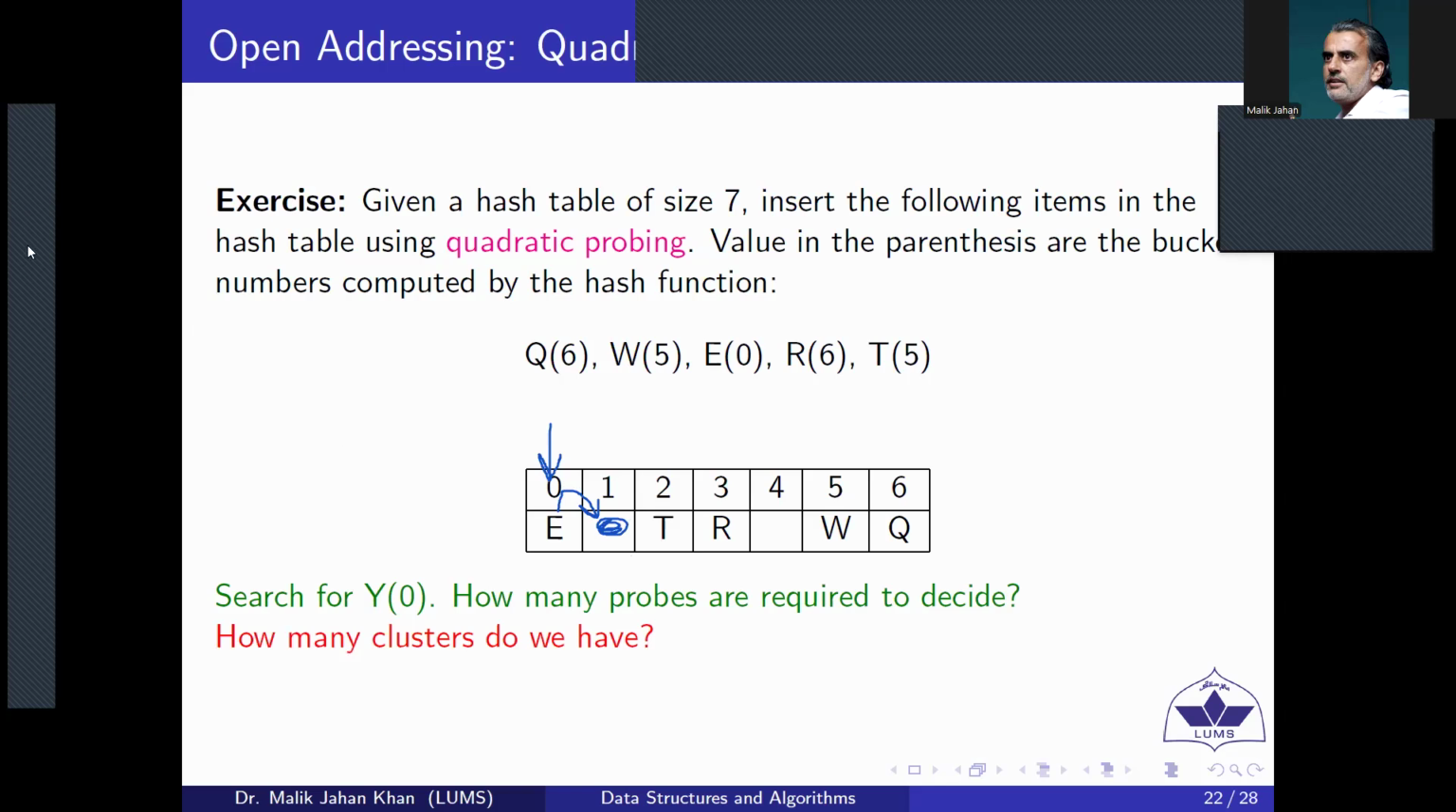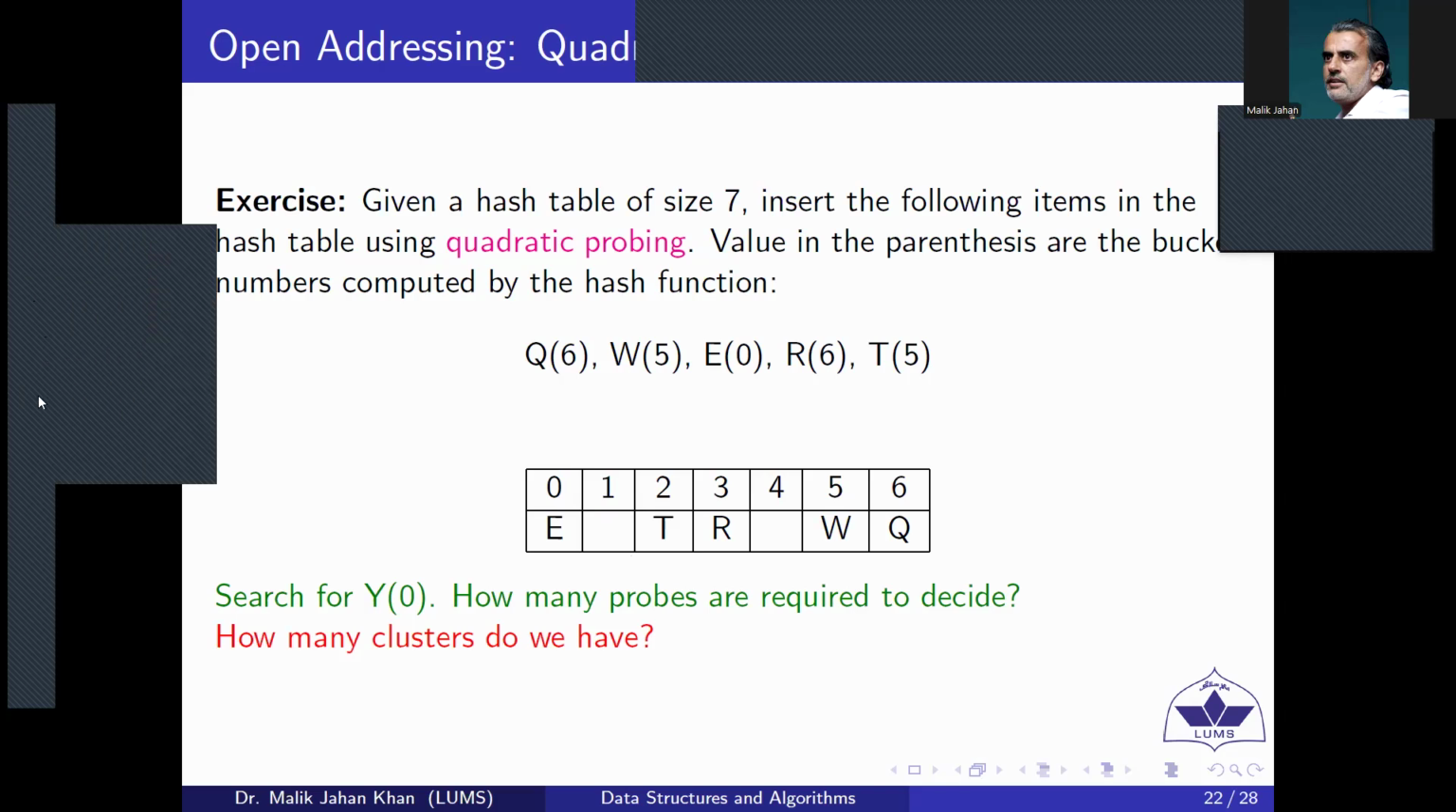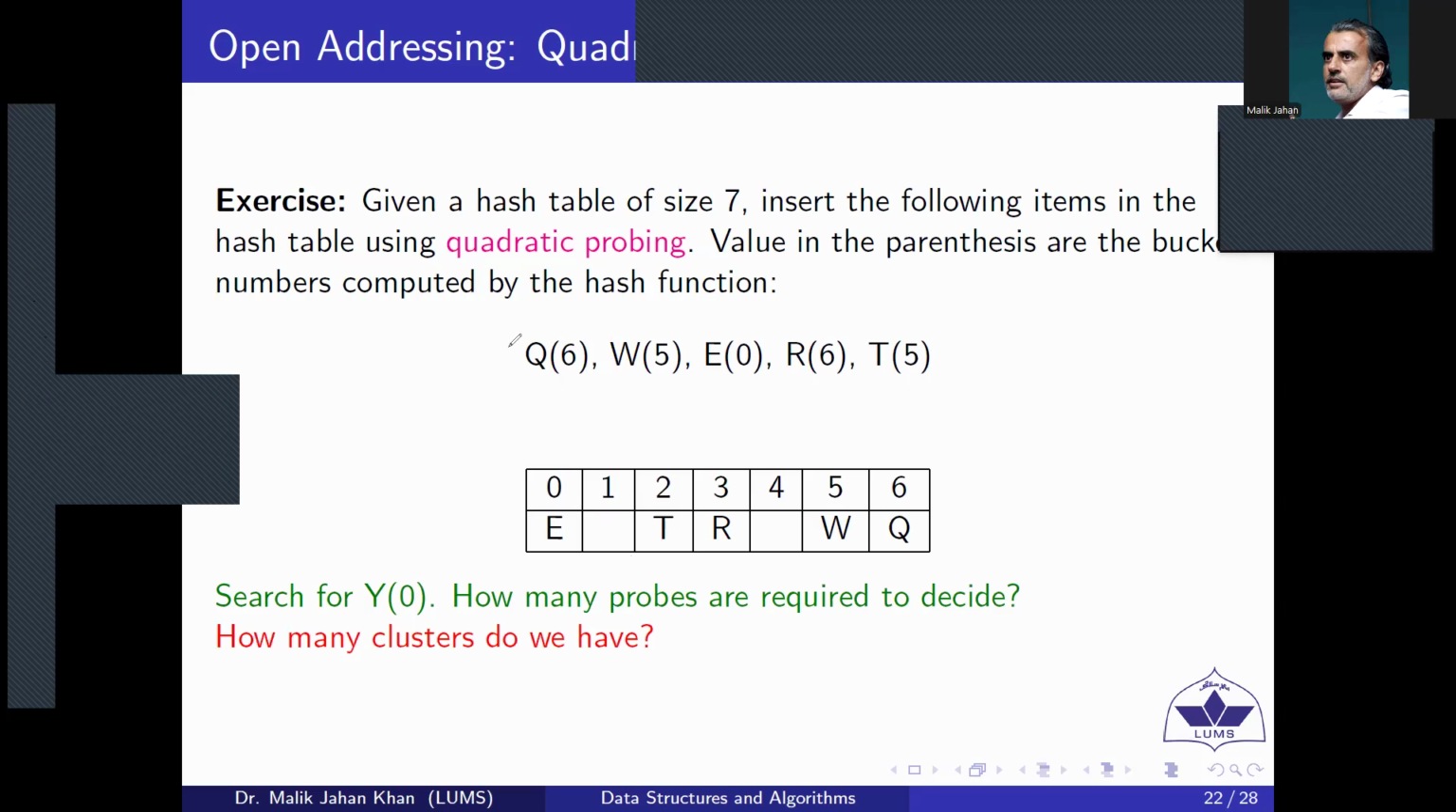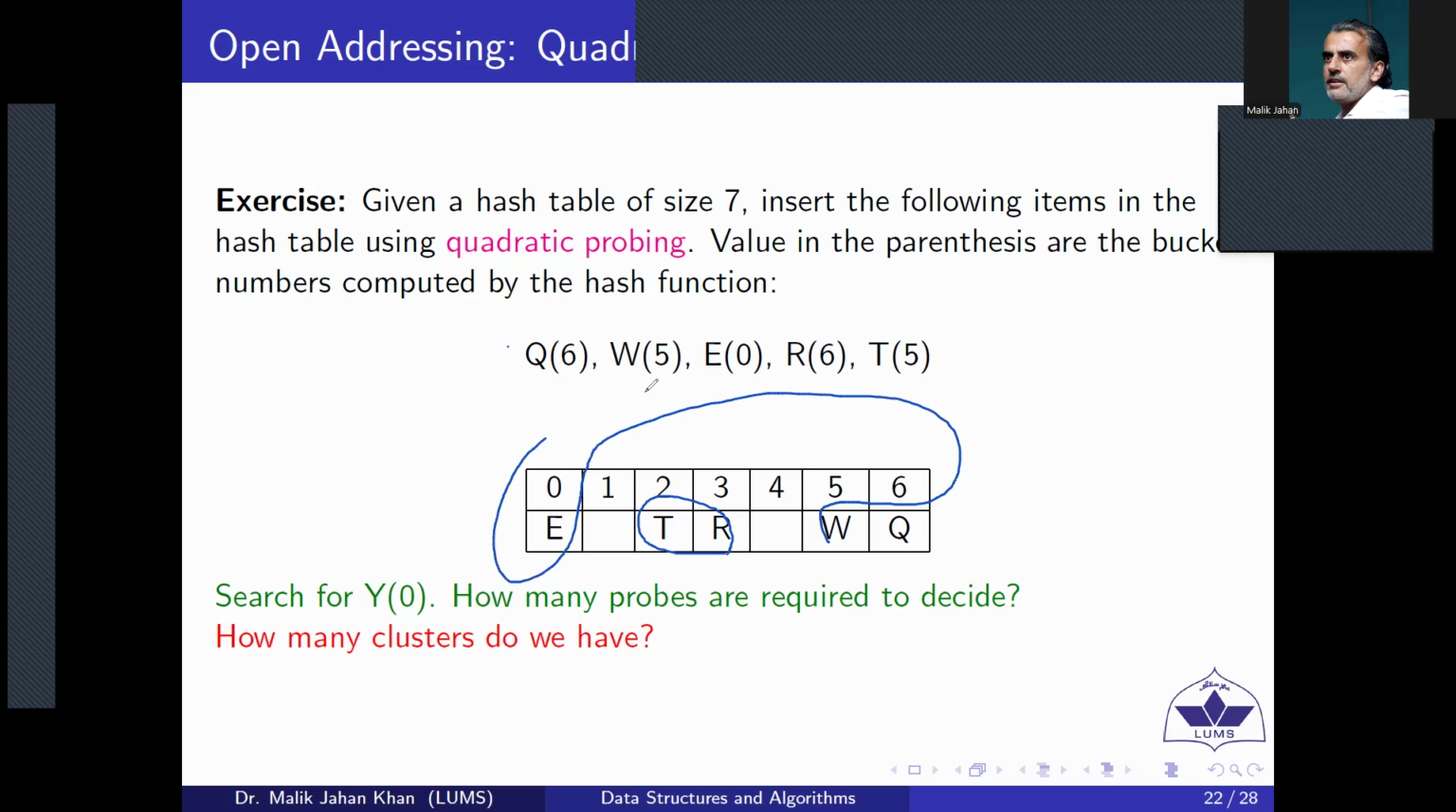So the second question is, how many clusters can you see over here in this example? Now pause the video and try to answer it yourself. If you have paused it, you might have figured it out. So there are two clusters. One cluster is of T R. The other cluster starts from here and includes E because of the circular relationship. And these are the two clusters which we have over here.